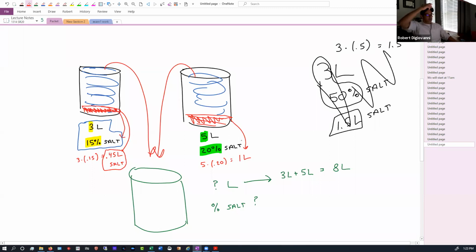So now, when you look at this mixture, you know that there is a bunch of water in here, but you also have the salt in here. The salt came from both containers. How much salt is in there? How many liters of salt has to be here?